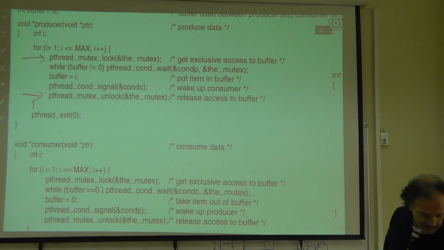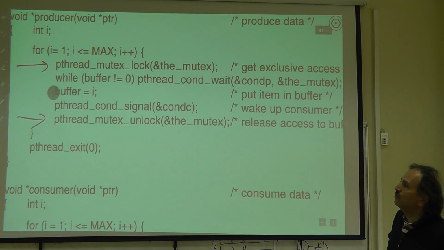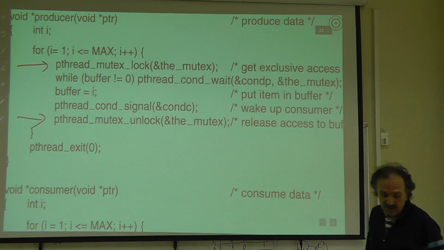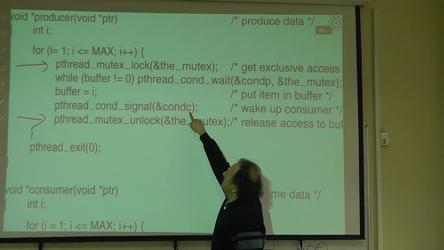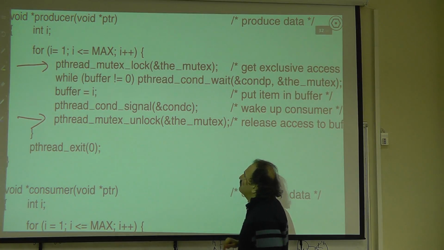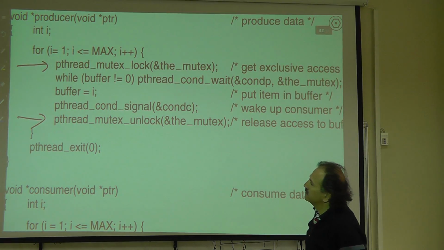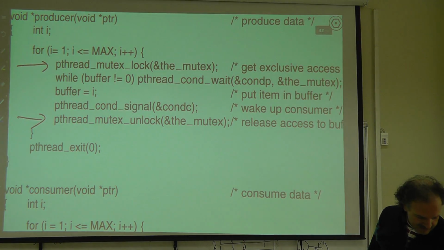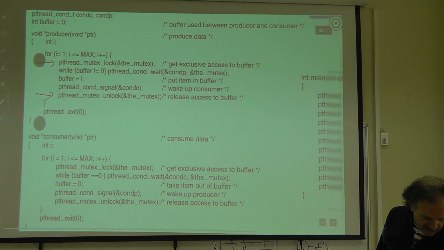So if I pass this line, I say that buffer gets the value of I, so the producer produced the value, and then I did this pthread condition signal. What does this do? It says, wake up the consumer because I produced something. Then I release the mutex. So when the loop is done, which is a very large loop, I kill my thread.